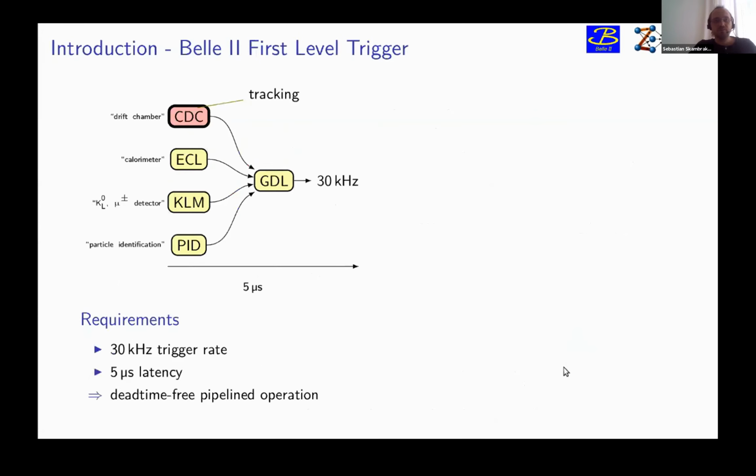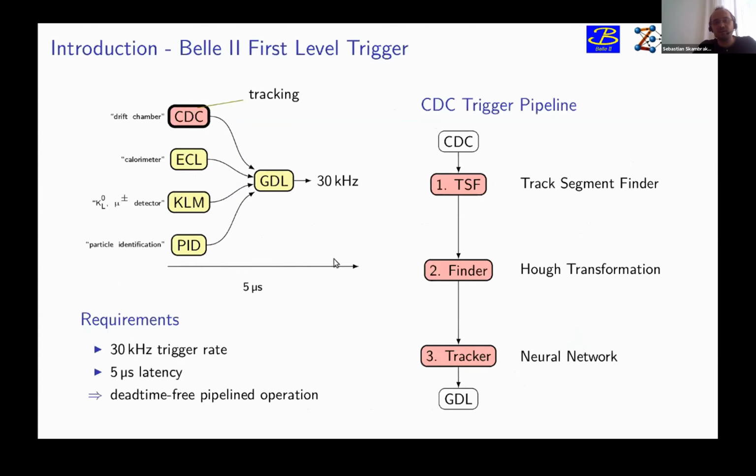So here are more details on the track trigger. The CDC is the only track trigger. There are other detectors used, but they cannot be used for tracking at the first trigger level. The maximum trigger rate of the first level trigger is 30 kilohertz, and the latency is 5 microseconds. And the CDC trigger pipeline is illustrated here on the right.